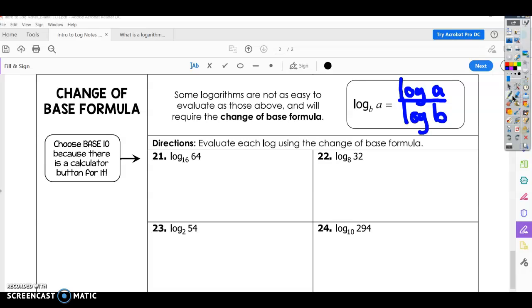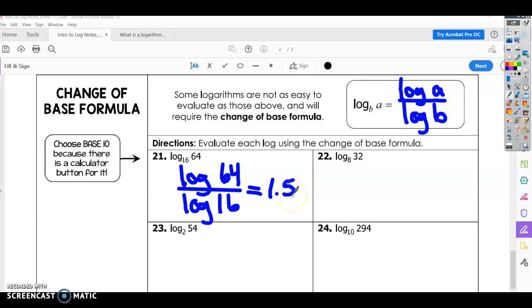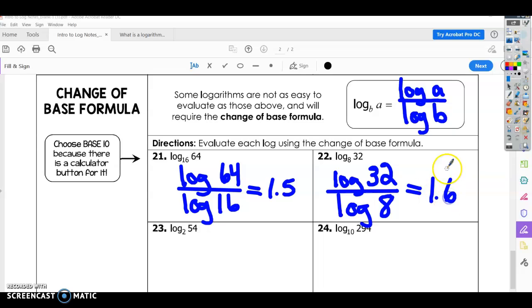So for number 21, this would be log of 64 over log of 16. So we're using this formula up here to do that. And then you can just type that in your calculator. Down the left-hand side, you're going to see a log button, and you can use that button to type this in your calculator, and it's going to give you 1.5. And this one's going to be log of 32 over log of 8. And if you plug that in your calculator, you're going to get about 1.6.